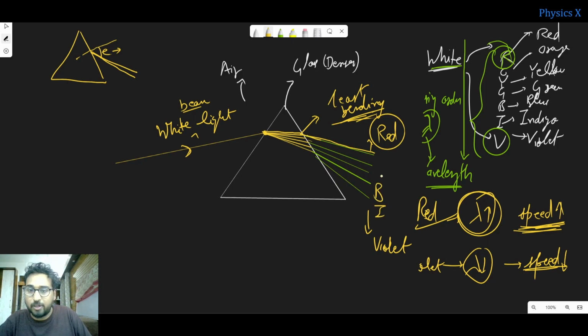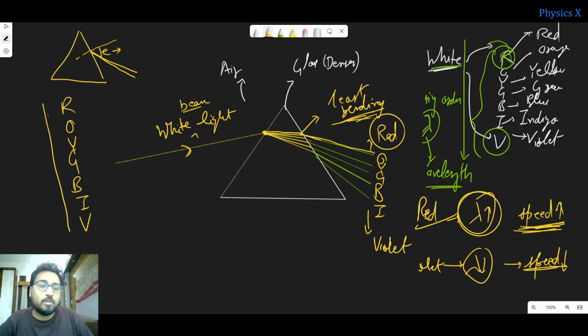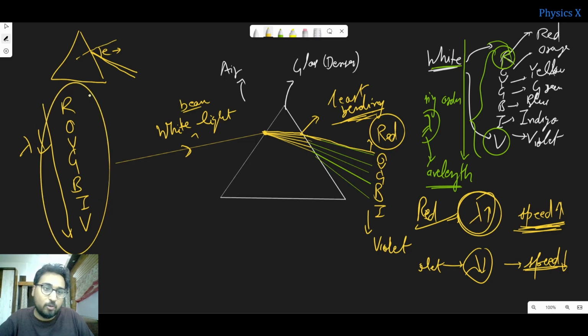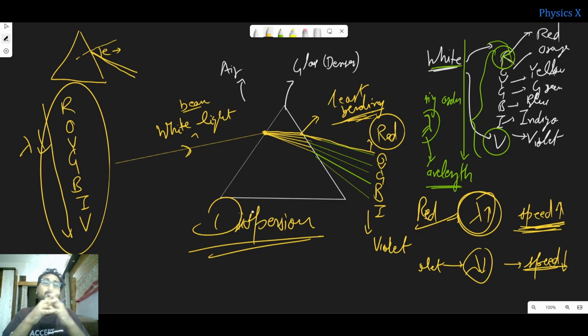This is the order you must remember from top to bottom. The wavelength decreases as you go from top to bottom, and this is the color spectrum you will be observing. This is the correct order of the spectrum. This is called dispersion of white light. Dispersion means that if a thing is made up of 7 or 8 different parts, it gets split into those parts. That is what is called dispersion.